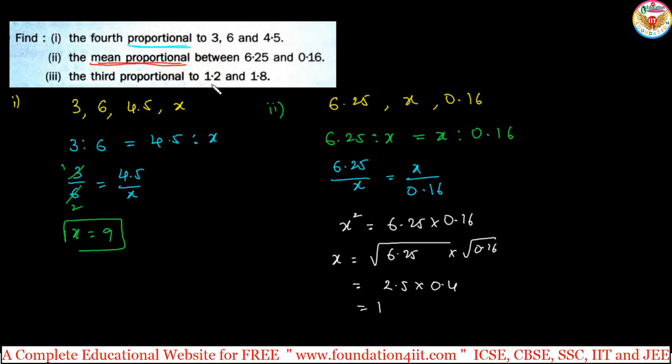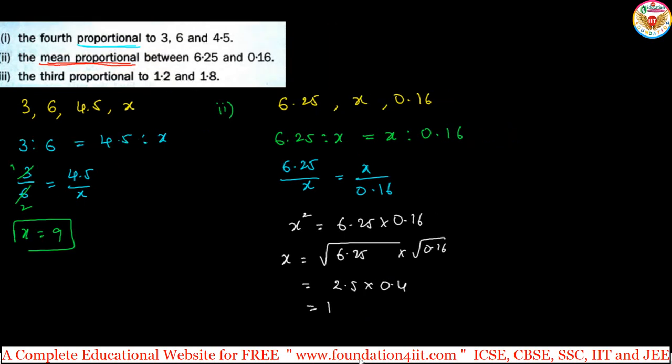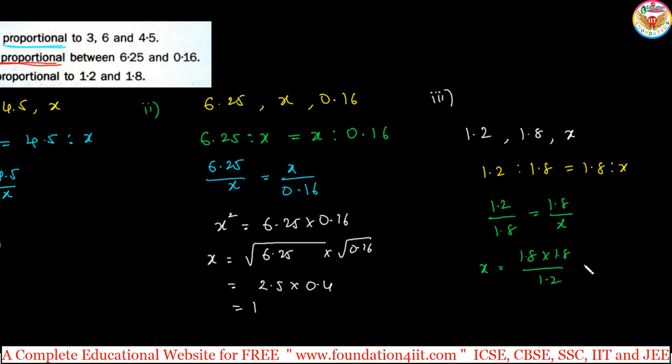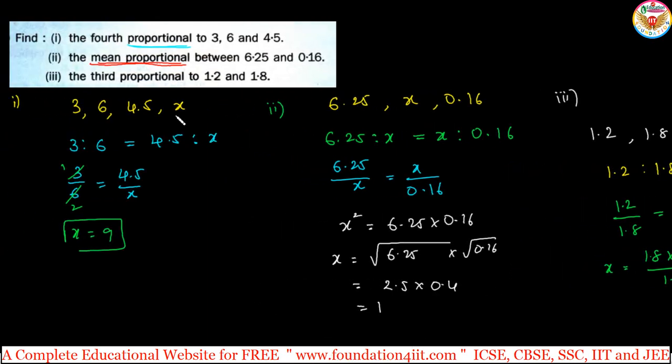Next one, the third proportional to 1.2 and 1.8. Let me take this. Third proportional to 1.2, so 1.2 comma 1.8. Let the third one be x. Okay, when only three are there, they are in continued proportion. Remember this. As per the rule, 1.2 is to 1.8 is equal to 1.8 is to x. Then use the rule: 1.2 divided by 1.8 is equal to 1.8 divided by x. From this, x is equal to 1.8 into 1.8 divided by 1.2. Just simplify everything, you'll get the answer 2.7. So that is the value of x, right? Whenever they're asking fourth proportional, mean proportional, third proportional, you can use this approach for problems of this type.